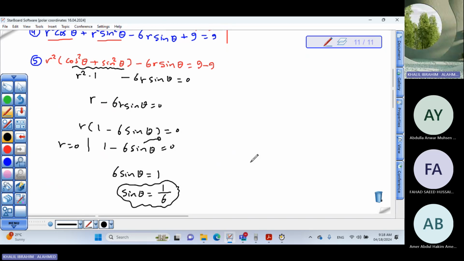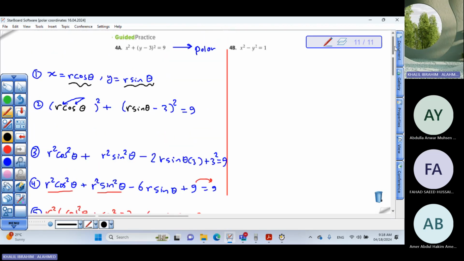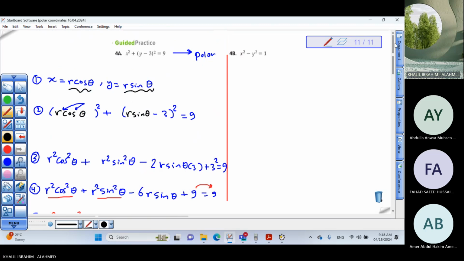Did you understand this point? Yes. Okay, if you understood this point, we can continue.